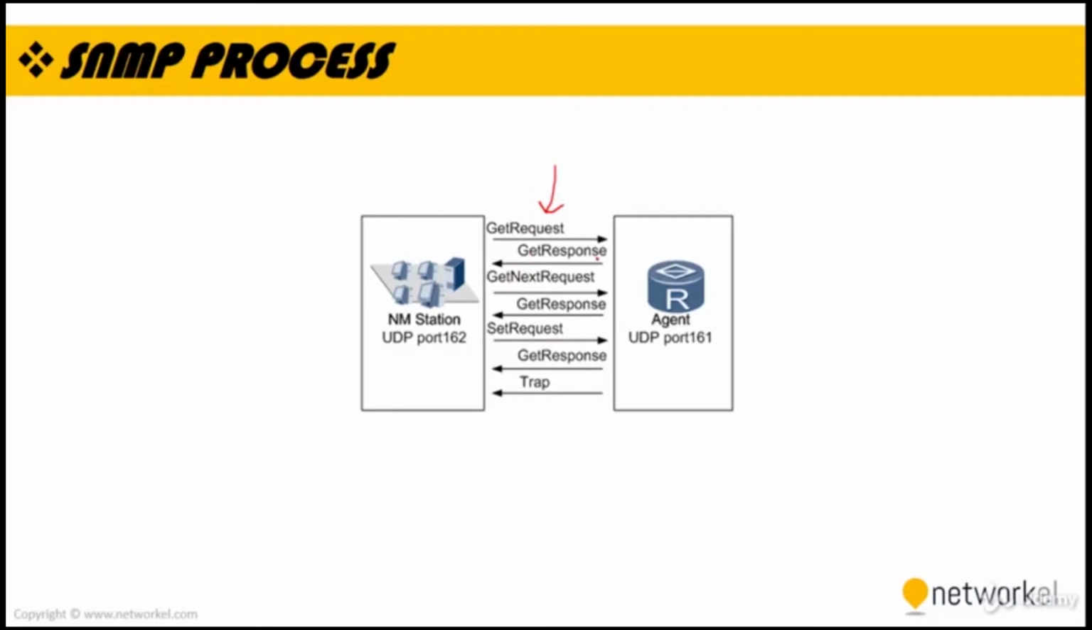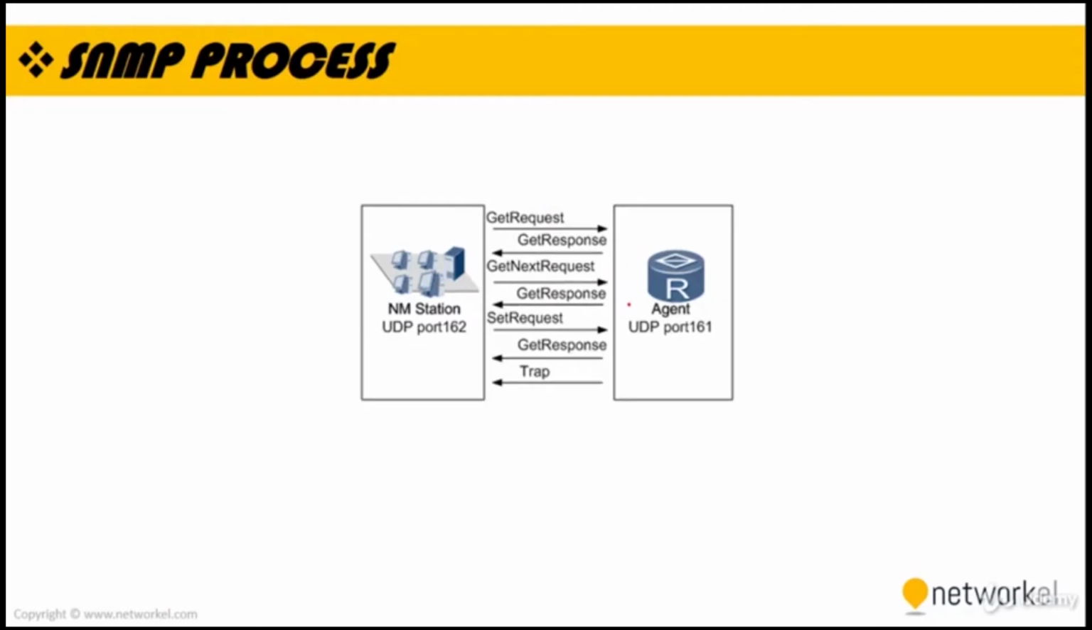The second thing is the GET response message. GET response is used to retrieve the next instance value of the MIB variable. And then the third is the SET request. SET request is used to change the value of a variable or list of variables.